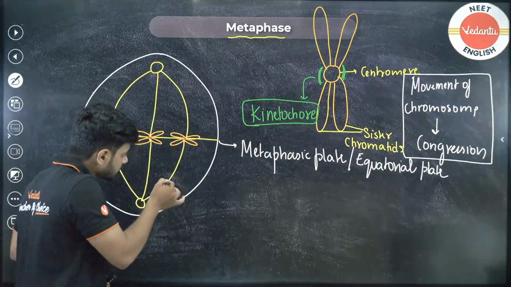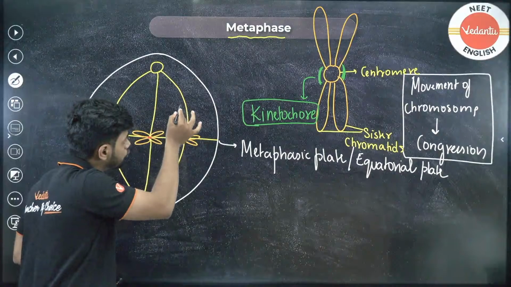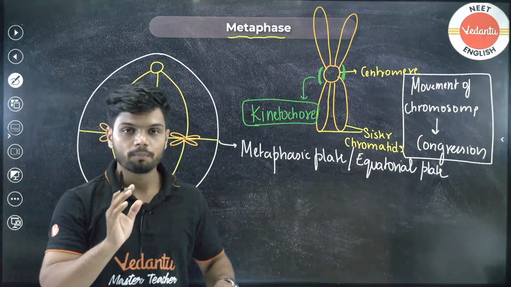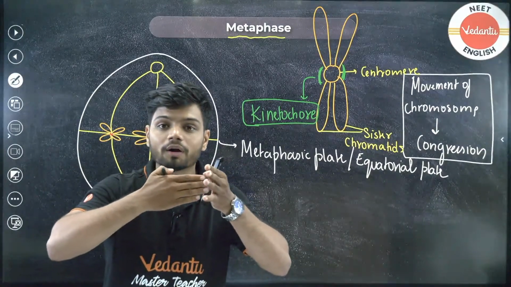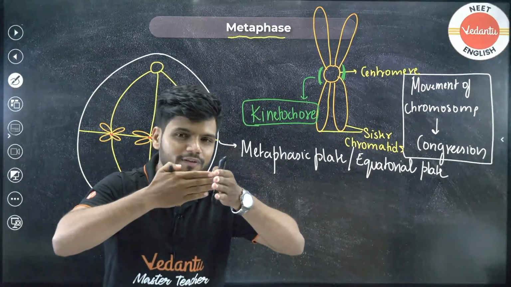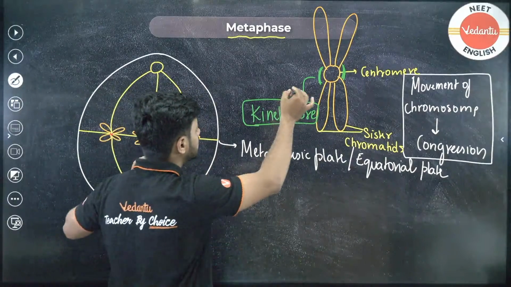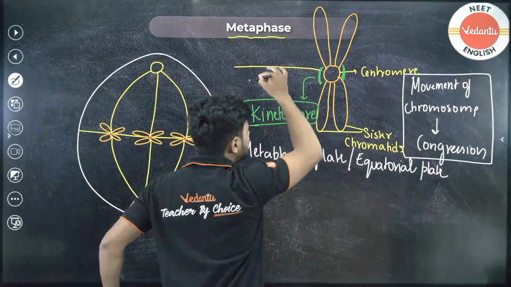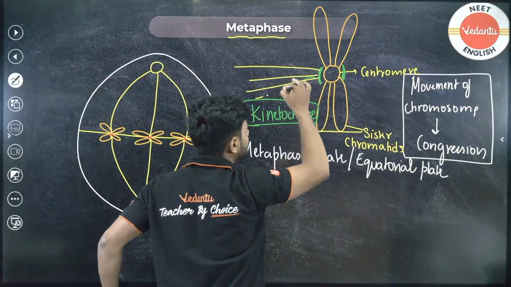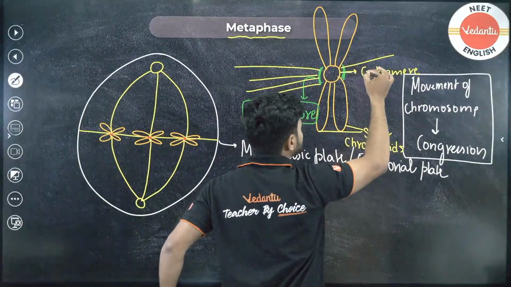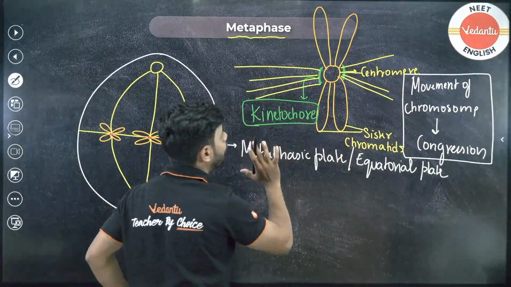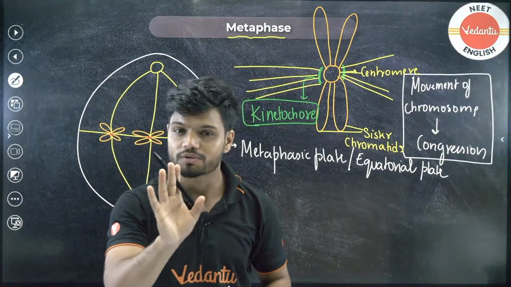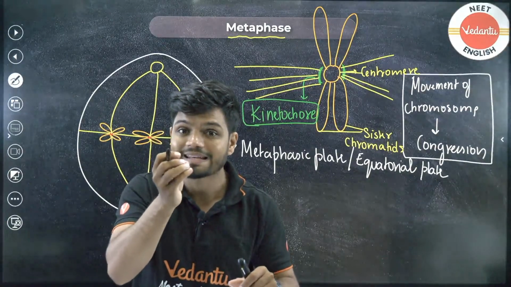I told you the spindle fibers are attaching to the chromosomes. But what is the point of attachment? The point of attachment is nothing but your kinetochore. So all the spindle fibers, students, will attach to the kinetochore, not to the centromere. They will attach to the kinetochore.